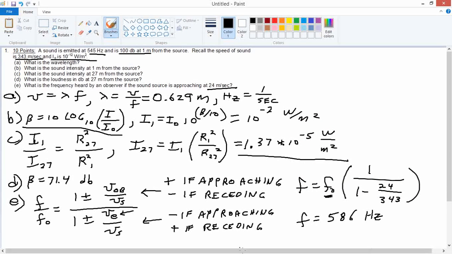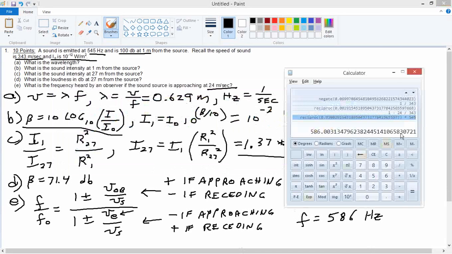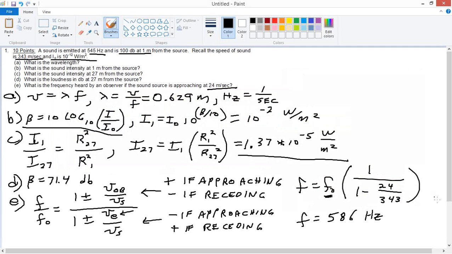I'm gonna check my answer just real quick. Yes, I did 1 minus 24 over 343. I took the reciprocal and multiplied by 545. Okay, goes up, just what you expect. Voila, we're done. This problem is completed.